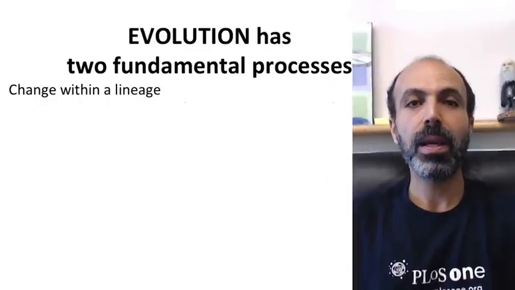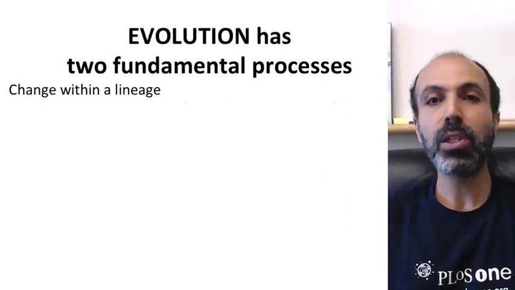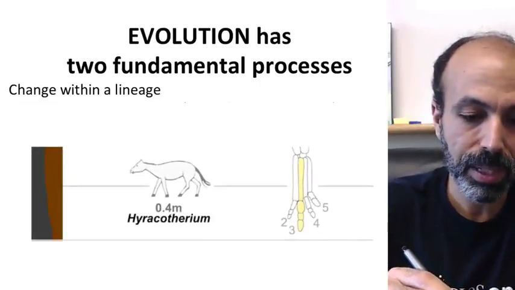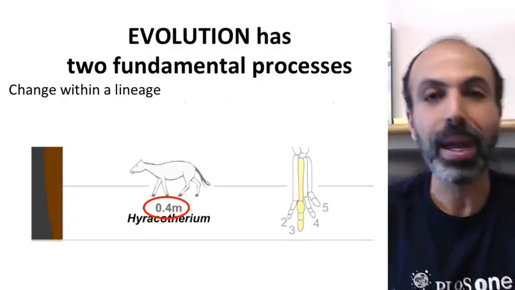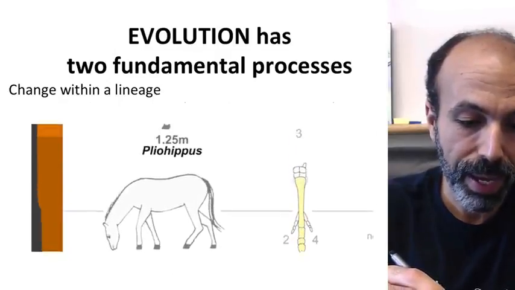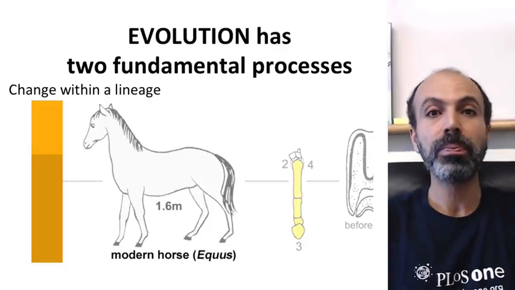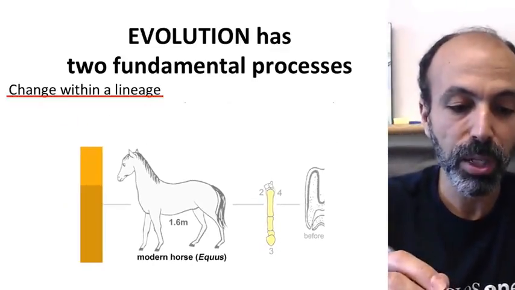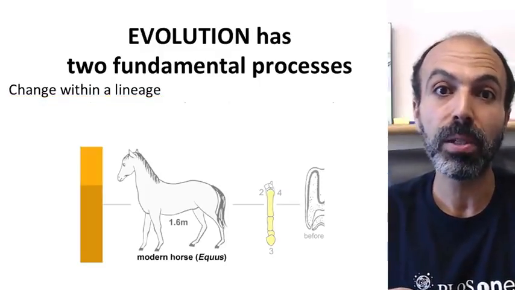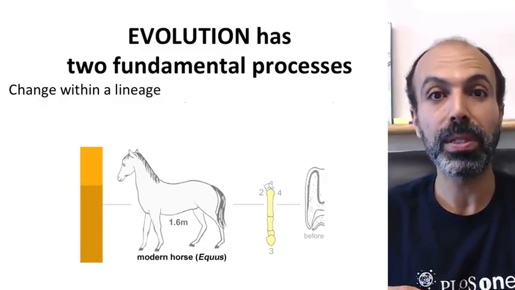So first, evolution has two fundamental processes. Okay? So you can have change within a lineage. If you were to go far back in time, 60 million years ago, ancestors of the modern horse stood only about half a meter tall. Over the last 60 million years, you've had the evolution of the modern horse, which today stands almost 2 meters tall. So we have this change within a lineage. These pictures, by the way, don't necessarily depict actual horse ancestors, but they show fossils that were present at the same time as the presumed horse ancestors.